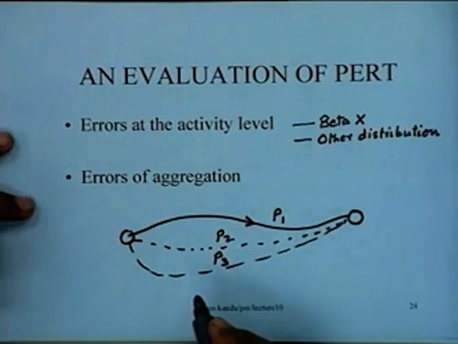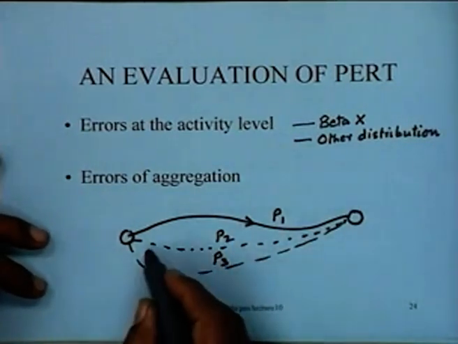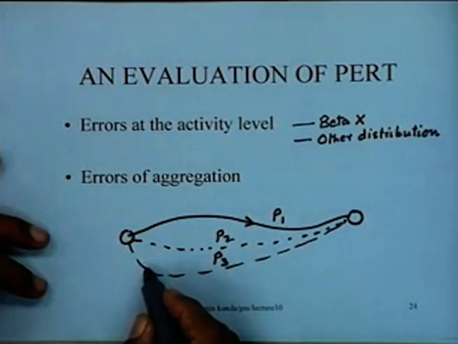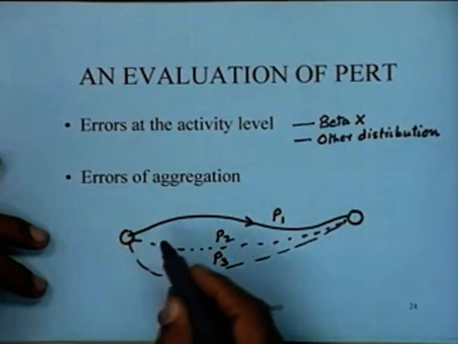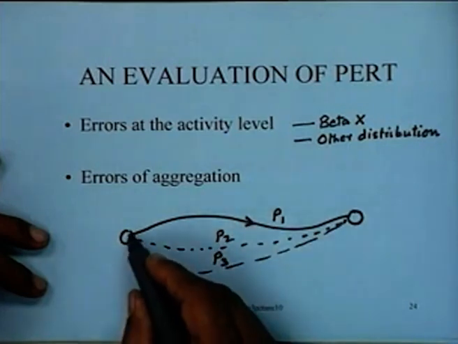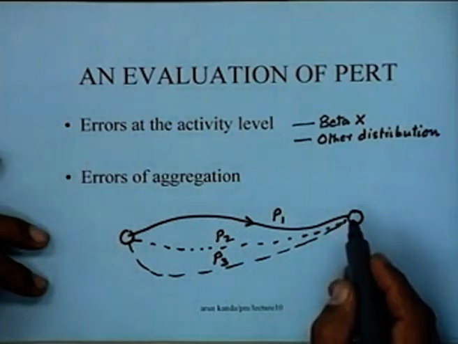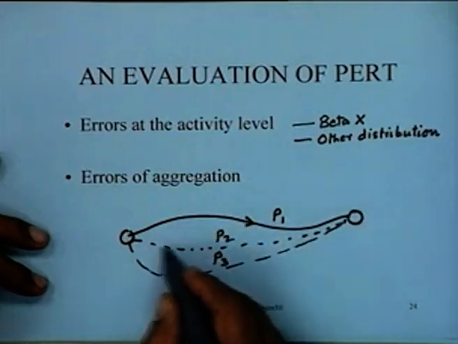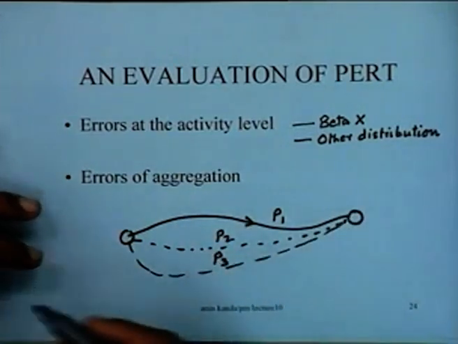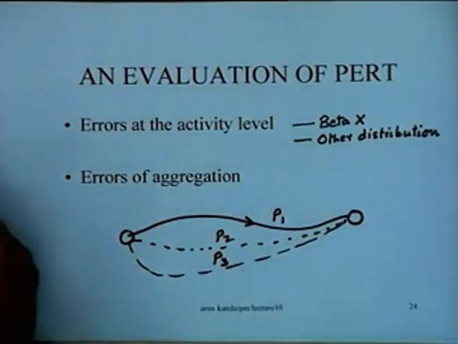So what will happen is really that the errors of aggregation, if we ignore all these paths, then things are simple, because by virtue of the central limit theorem, each path will be normally distributed with a mean equal to the sum of the means and the variance equal to the sum of the variances. So if we look at these various paths, what would these paths' distributions look like?